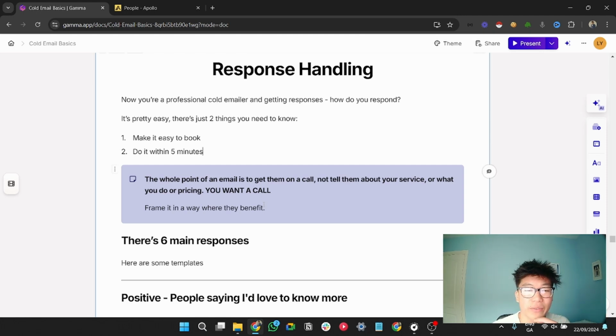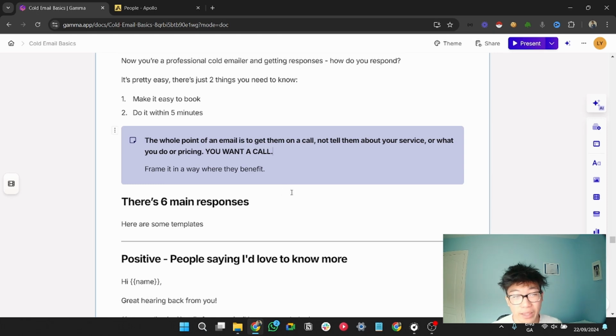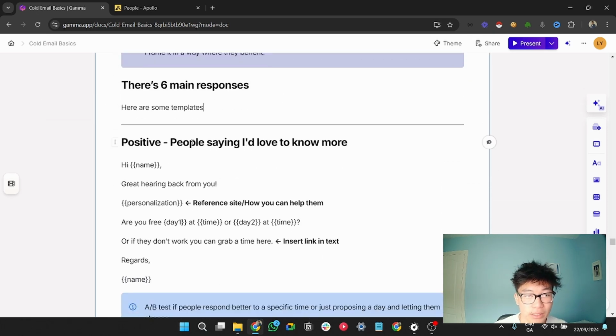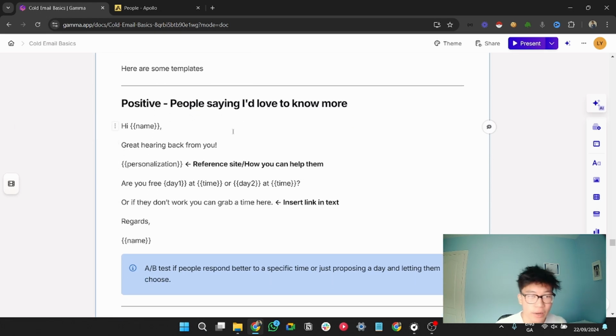So the whole point of an email is to get them on a call, not tell them about your service or what you do or pricing. You want a call, just get them on a call. Okay, frame it in a way where they benefit. There are 6 main responses. Here are some templates. Positive, people saying I'd love to know more. Hi name, great hearing back from you.